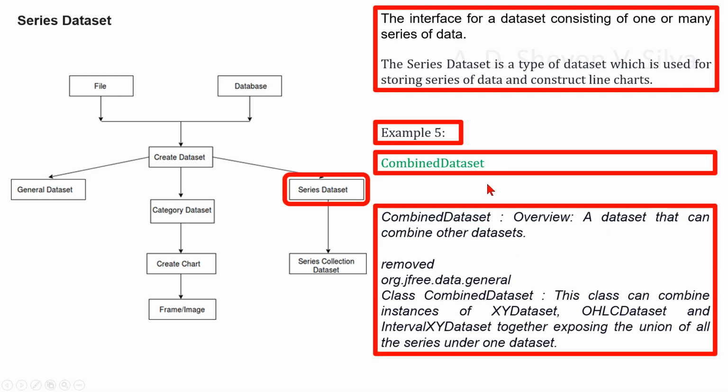Overview: combined dataset, a dataset that can combine other datasets. This class is removed, and this was in class combined dataset in org.jfree.data.general. This class can combine instances of XY dataset, OHLC dataset, and interval XY dataset together, exposing the union of all the series under one dataset.